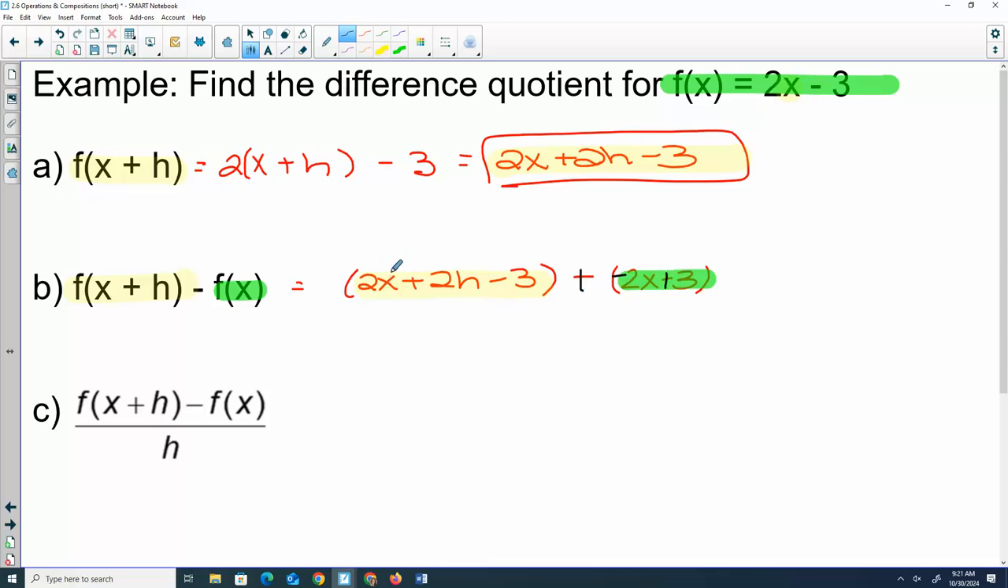What would you do at this point? And then when you combine like terms, positive 2x and negative 2x cancel. Negative 3 and positive 3 cancel. So all we get is 2h.